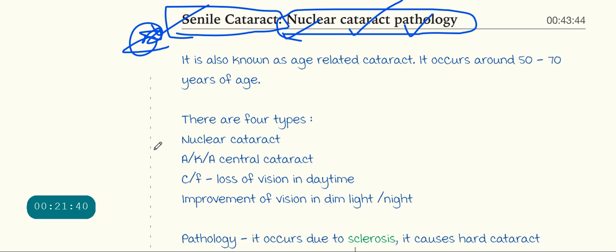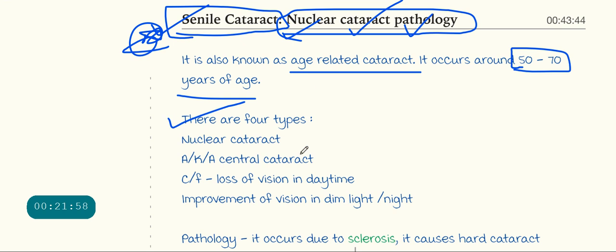Now it is also known as age related cataract, as we studied. It occurs around 50 to 70 years of age. It is further of four types. The first one is nuclear cataract, also known as central cataract.